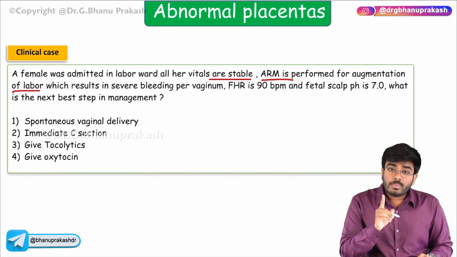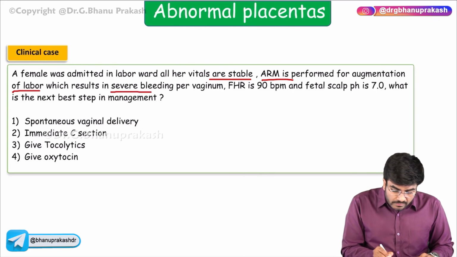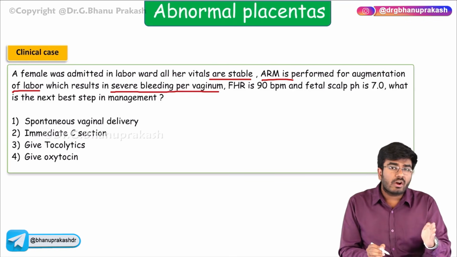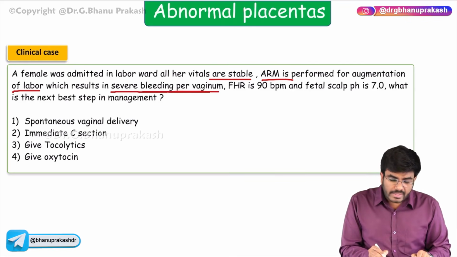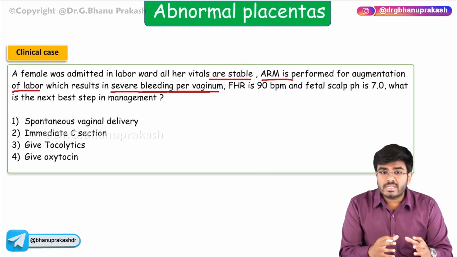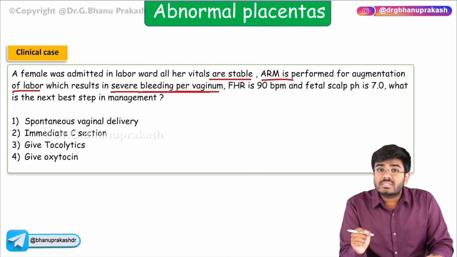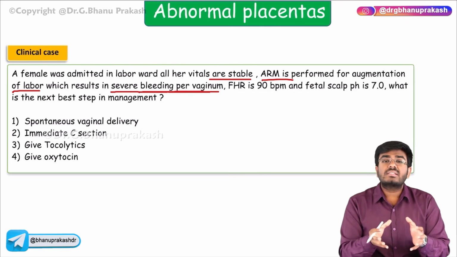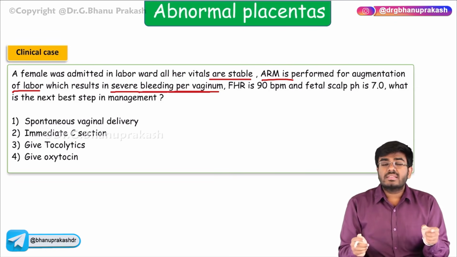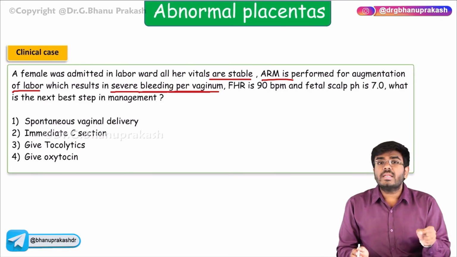Okay. Now, after performing augmentation by artificial rupture of membranes, there is severe bleeding per vaginum. Why? Because the blood vessels are present on the membranes. You have ruptured the membranes. Rupturing of membranes will damage the velamentous insertion of the blood vessels. These inserted blood vessels will be damaged and that causes fetal hemorrhage. Now, the hemorrhage is fetal in origin.